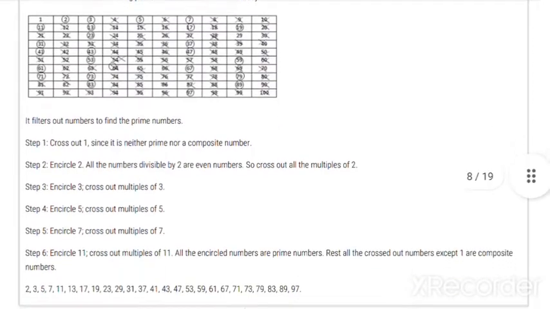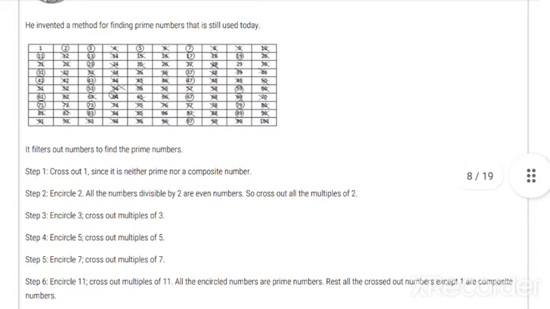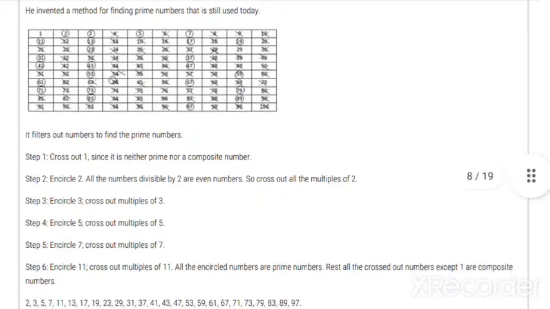Next step, encircle 2. All the numbers divisible by 2 are even numbers, children. So, cross out all the multiples of 2. Next step 3, encircle 3 and cross out all multiples of 3. Similarly, children, step 4, encircle 5 and cross out all multiples of 5, and continue in this manner, children.